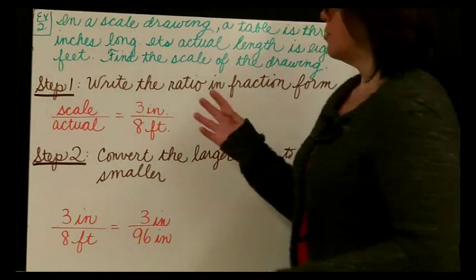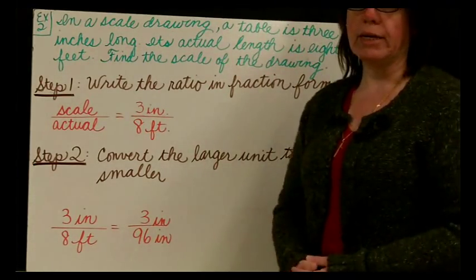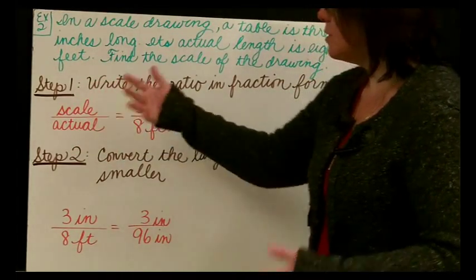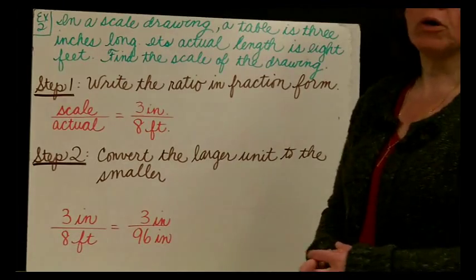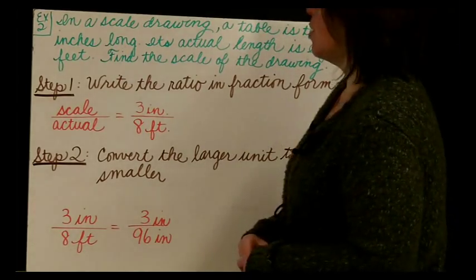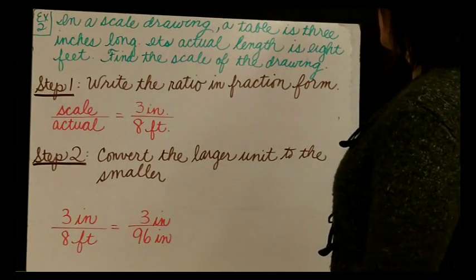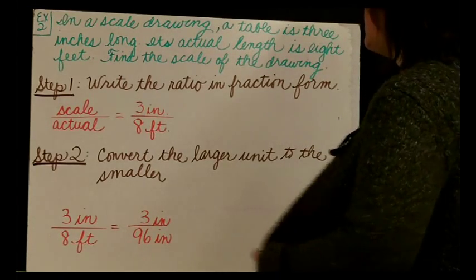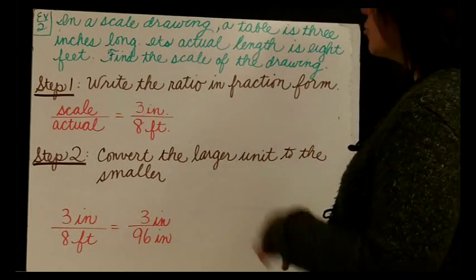Now our second example here is a little bit more complicated and more involved, and as you can see we have some steps interspersed with our work, and I thought this would be the easier way to go. Let's start by reading the problem. In a scale drawing, a table is 3 inches long. Its actual length is 8 feet. Find the scale of the drawing.